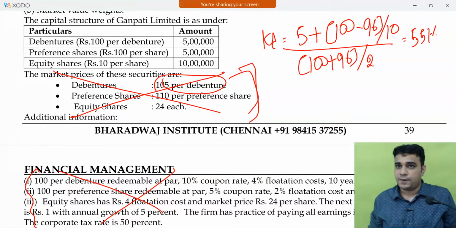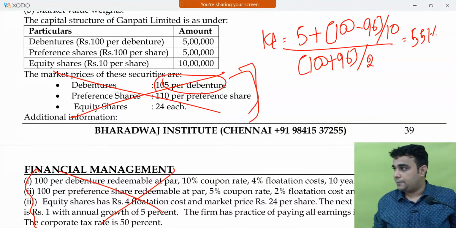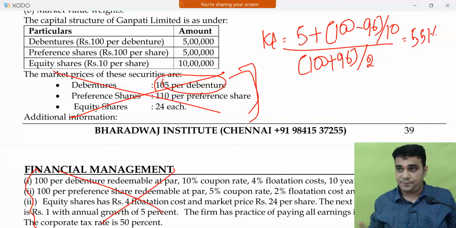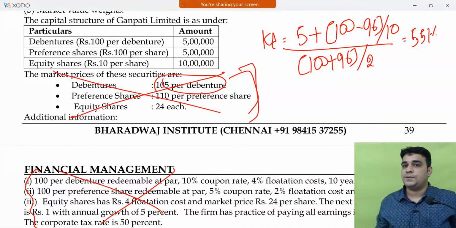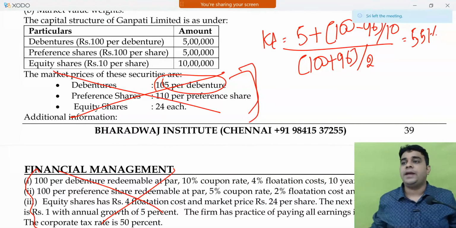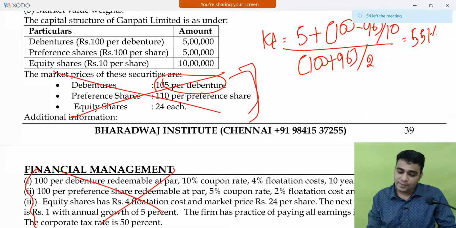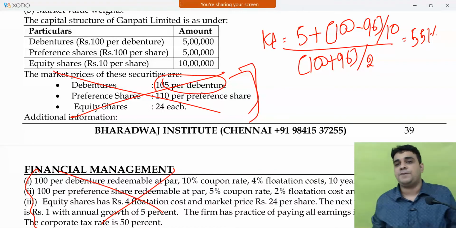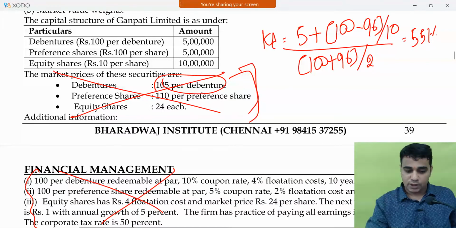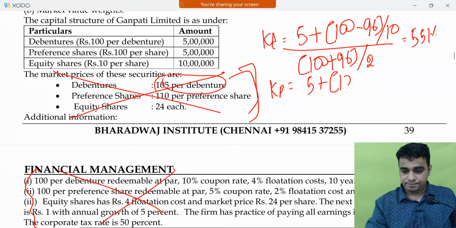If you use this 105, the net proceeds will altogether be different. I would have used 105 as net proceeds if that below information was missing in the question, which said 100 per debenture redeemable. If nothing is mentioned about a new issue, I will have to take the existing issue and proceed ahead. Wherever there is data for a new issue, my first preference will be new issue information, which is issue price minus flotation cost. Cost of preference is 5 rupees, 100 minus 98.